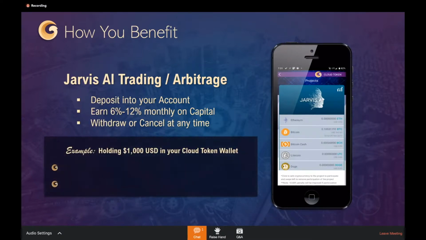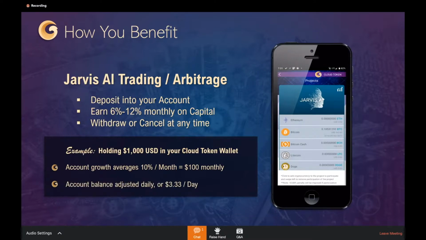Here's an example of $1,000 in cryptocurrency being held in the AI and being traded on your behalf. So let's say, for some round numbers sake, for some simple math, which is a huge help to me, 10% would be $100 a month on $1,000 being traded. Now, this is actually going to pay you daily. So $3.33 is how $100 would be broken down generally over the course of a month.